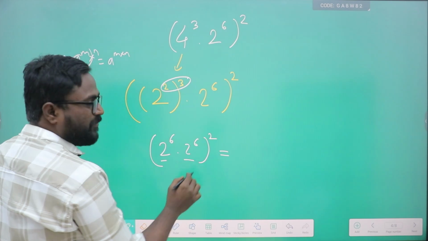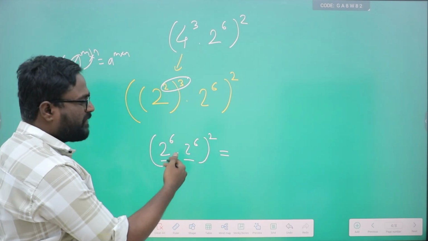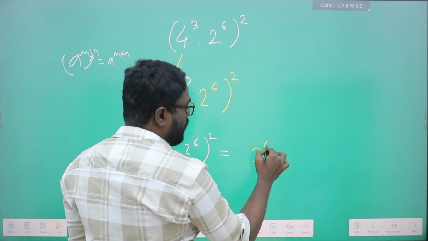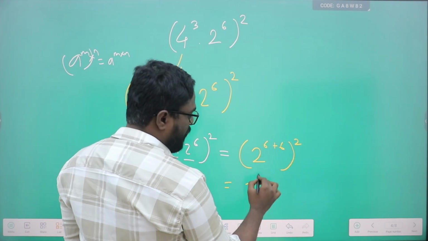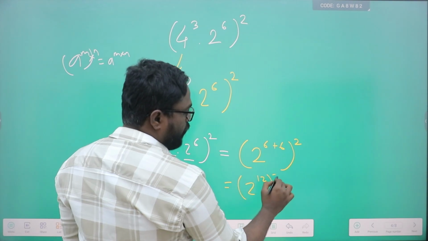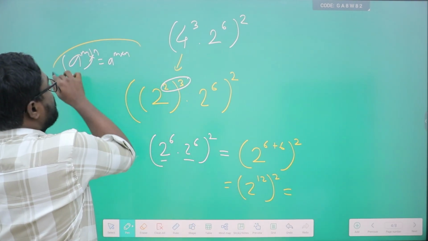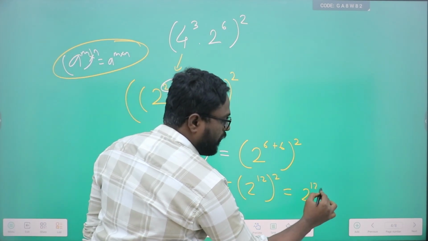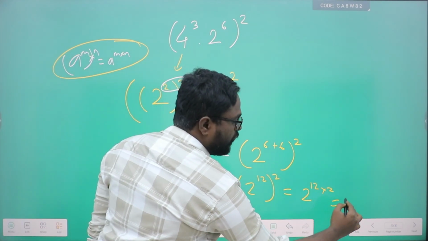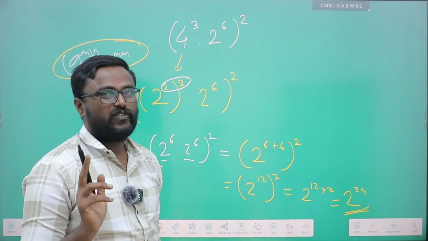So bases are same, right? Bases are same, so we can just simply add up the powers: 2 to the power 6 plus 6, to the power 2. So we have 2 to the power 12, to the power 2, right? Now again we are going to use this law over here and multiply the powers: 2 to the power 12 times 2. So the final answer is going to be 2 to the power 24. I hope you understood this as well.